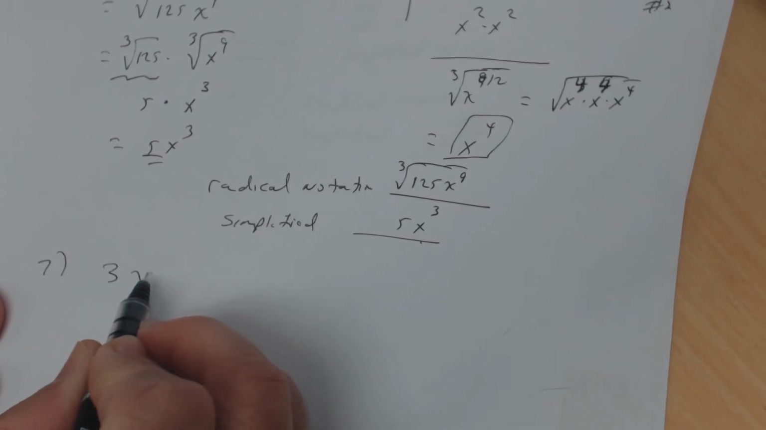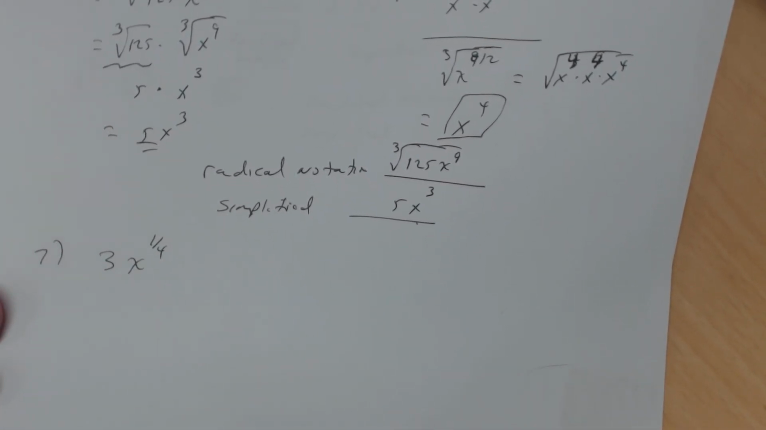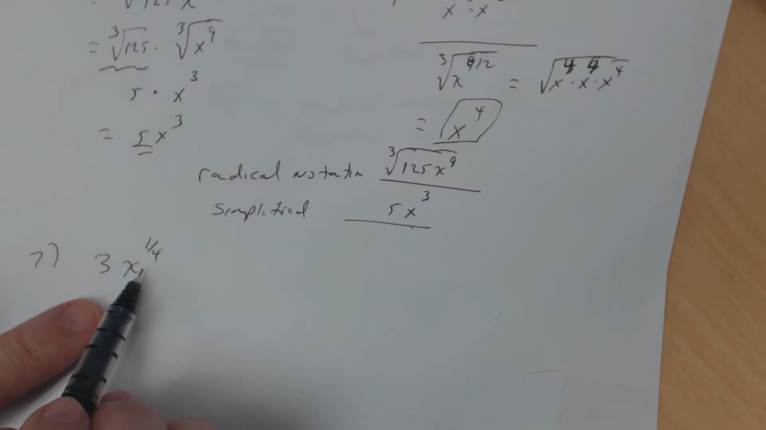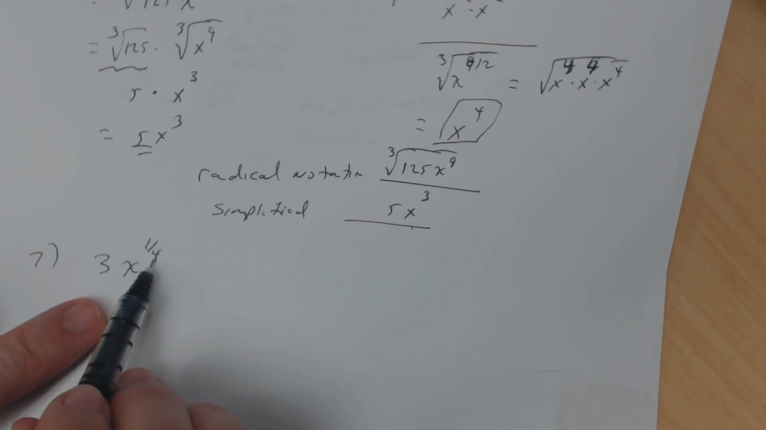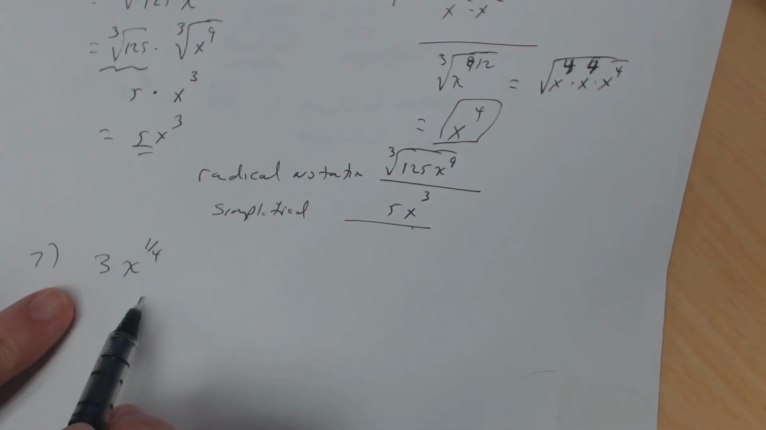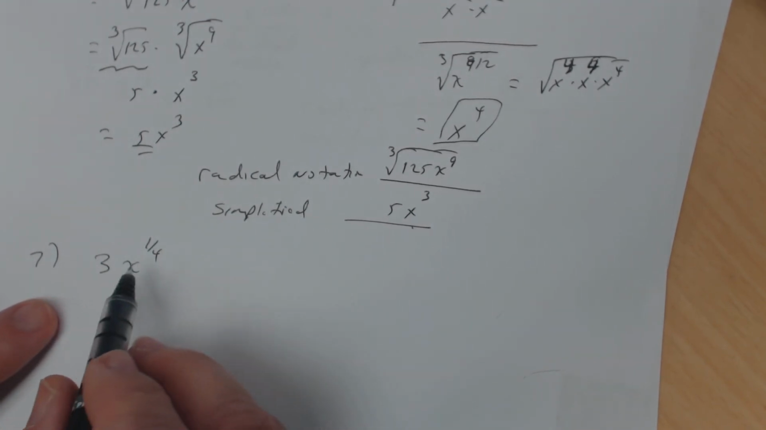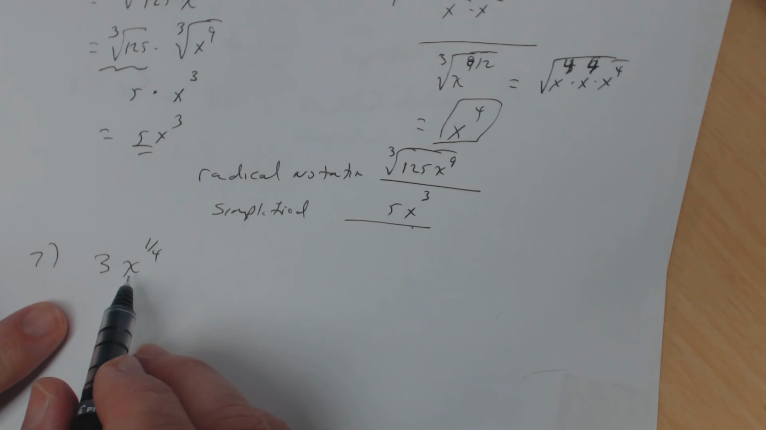You have 3x to the 1/4. So again, the only thing that's being raised to the rational exponent 1/4 is this x. If it was 3x, you would have that in parentheses. So you've got to be a little bit careful. The only thing being raised to the 1/4 power is the x.